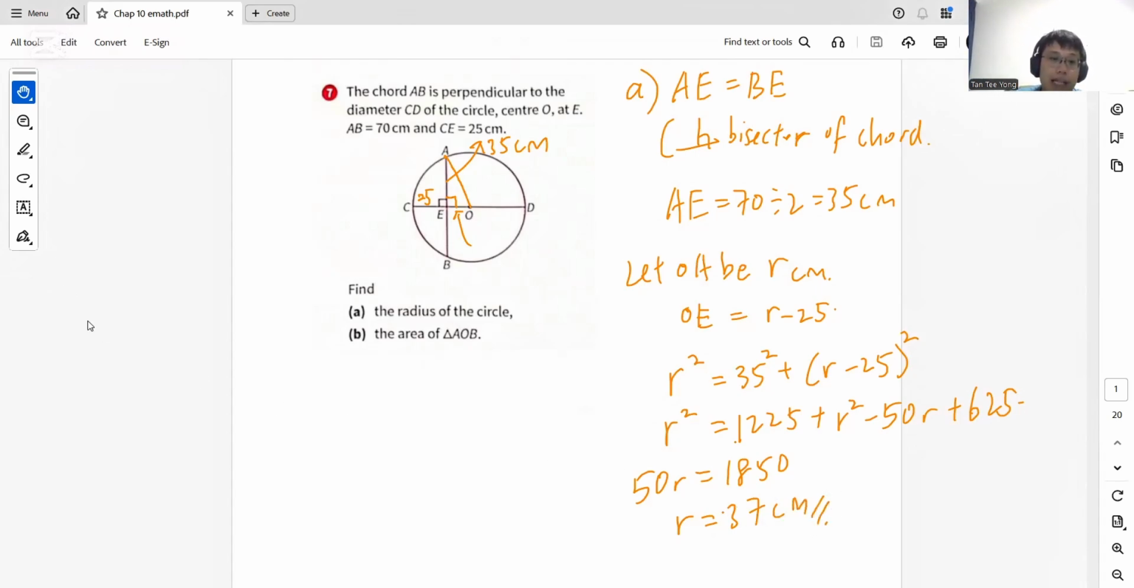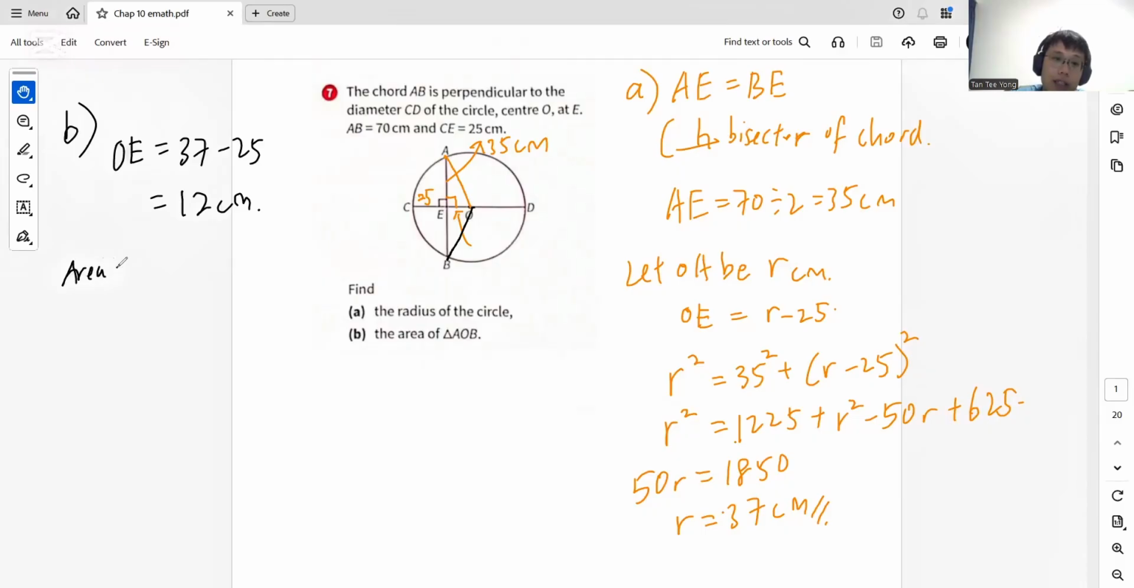So let's move on to part B. They want us to find the area of triangle AOB, so the entire triangle over here. Basically very simple, half times base times height. We already know that the radius is 37, so we can find OE first. OE is equal to 37 minus 25, which is 12 cm.